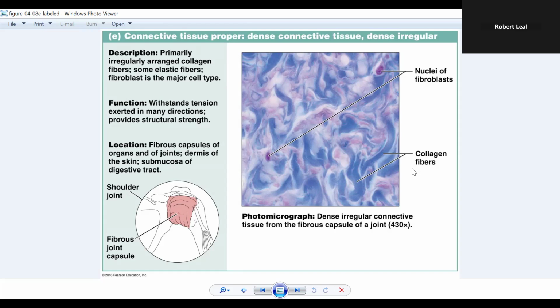And again, this tissue, just like the previous one, is poorly vascular, which means you don't have too many blood vessels, but there are some. So if you have a slight tear, it'll heal, but it'll take a long time. Now, if you totally rupture it or tear it a good amount, yeah, you need surgery to repair that.